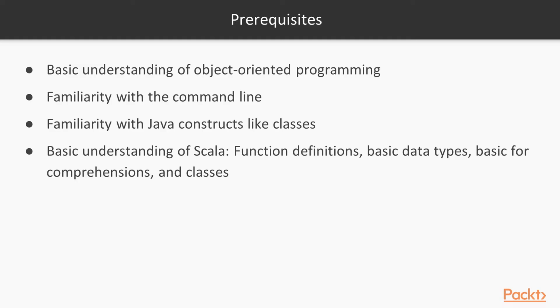Before we get started, we expect you to have a basic understanding of object-oriented programming, some familiarity with the command line, some familiarity with Java constructs like classes, and a basic understanding of Scala that is available from the first volume of this course, including how to define functions, some of the basic Scala data types, the basic uses of for comprehensions, and how to declare and use classes in Scala.